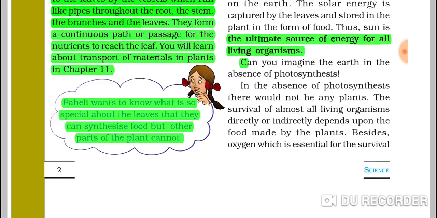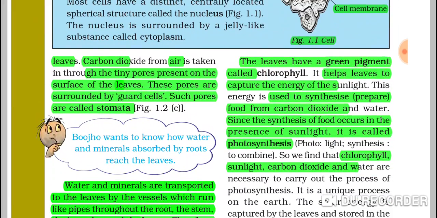Now the leaves have a green pigment. So why are the leaves green in color? This is due to a particular pigment called chlorophyll. There is a green color pigment known as chlorophyll, which gives the leaves their green color. It helps leaves to capture the energy of the sunlight. So chlorophyll helps the leaves to capture the sunlight.